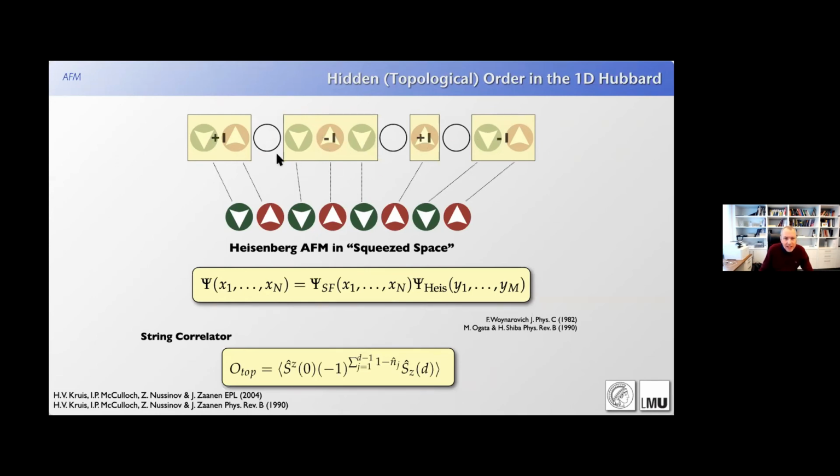But if we can take into account that if there's a hole, the parity flips by -1, then we can take that into account maybe. And this is what this function in between does. So in the string correlator, this operator in the middle just counts how many holes there are in between those two spins and accounts for the -1 phase factors that we get from those holes.